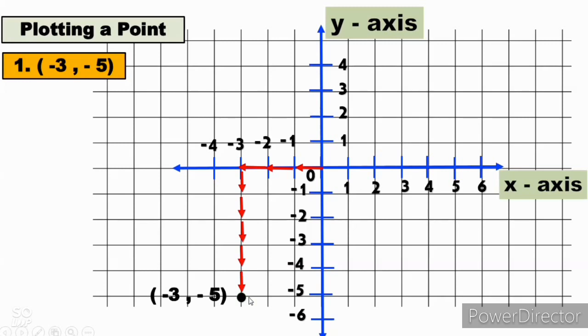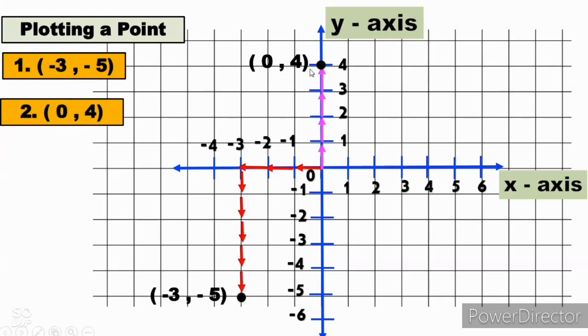Okay, number 2 example. We have 0, positive 4. Our first coordinate is 0 and the second coordinate is 4. Again, 0 is the x-coordinate, 4 is the y-coordinate. Since our x is 0, nandun lang tayo sa gitna, nandun lang tayo sa origin. While we have 4 as the y-coordinate, so going in the positive direction, count 4 units going up. So, 1, 2, 3, 4. So, that is our point 0, positive 4.